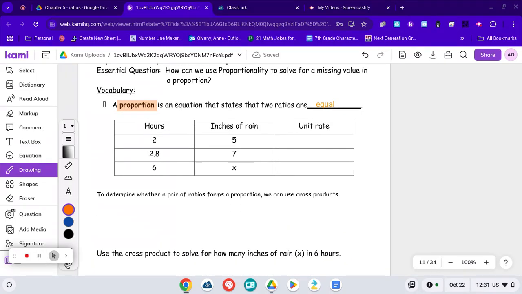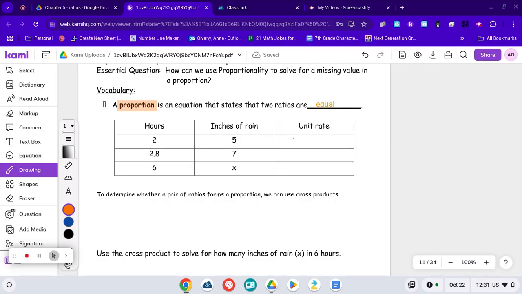So before we start, let's talk about determining whether a pair of ratios forms a proportion, and we can use cross products to decide that. So first, let's find out the unit rates of each of these to prove if they are indeed equal ratios. So unit rate, remember unit rate is over 1. So we start with a rate and we divide it to make a unit rate.